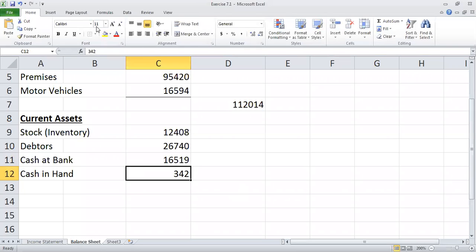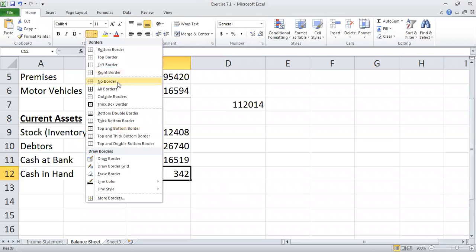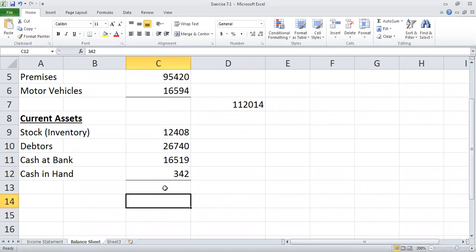Now, all of these, put the amount down there. And that would be the total current assets, right? So we have 12,408 plus 26,740 plus 16,519 plus 342. And that will give you a total of 56,009.